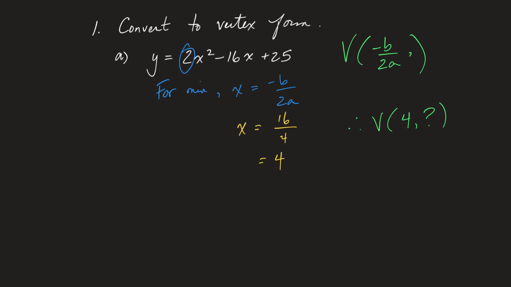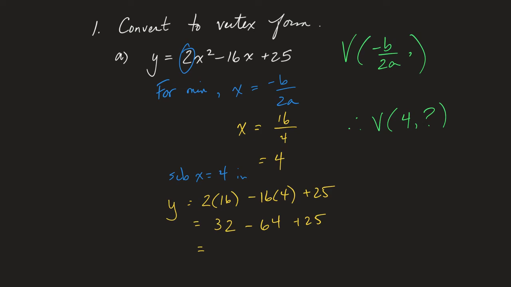So what we can now do is sub x equals 4 back in. And let's calculate. So I'm going to get 2 times 4 squared minus 16 times 4. And you're just calculating that as fast as you can. Clean it up. 32 minus 64 is negative 32. Add on negative 7. And therefore, we now know that we have a vertex at 4, negative 7.